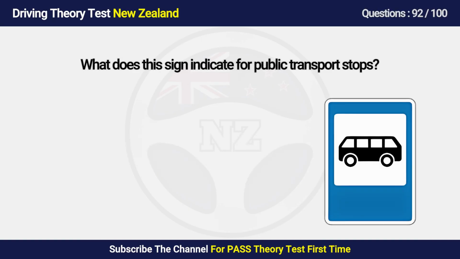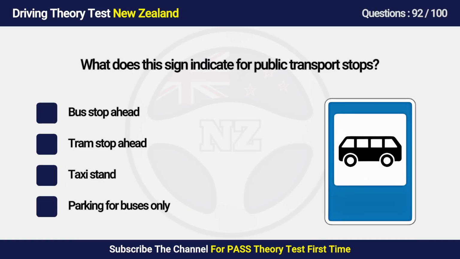Question 92. What does this sign indicate for public transport stops? A. Bus stop ahead. B. Tram stop ahead. C. Taxi stand. D. Parking for buses only.